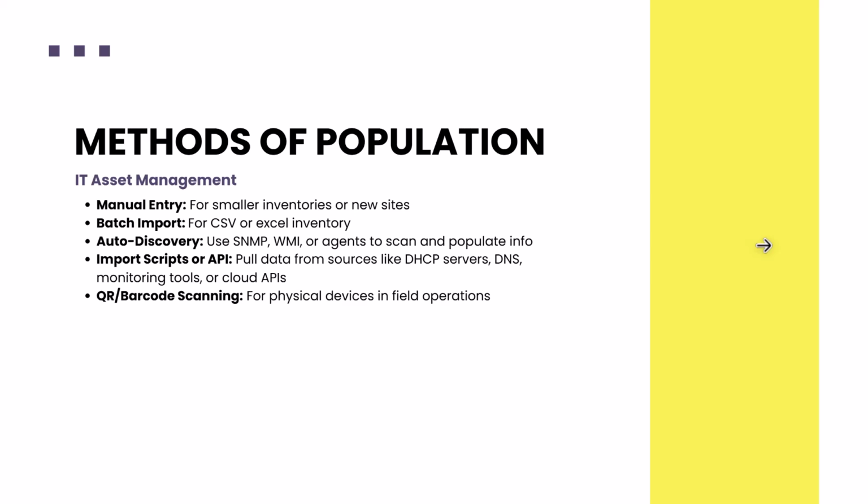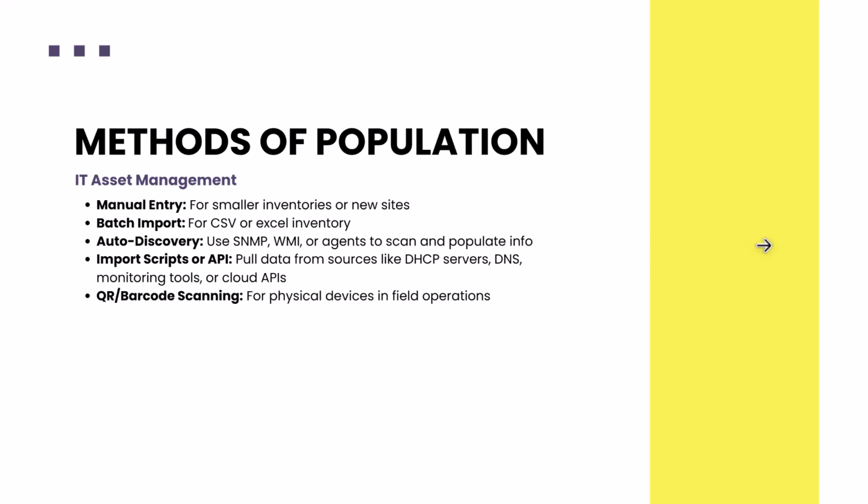Another one is auto discovery, using tools like SNMP, WMI, or agents to scan and populate information on your IT asset management tools. Many modern IT asset management tools use this auto discovery to discover devices that are in your network and add them without having duplicates.